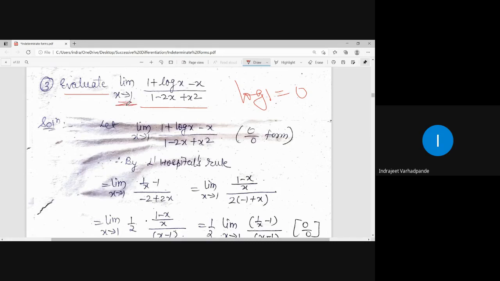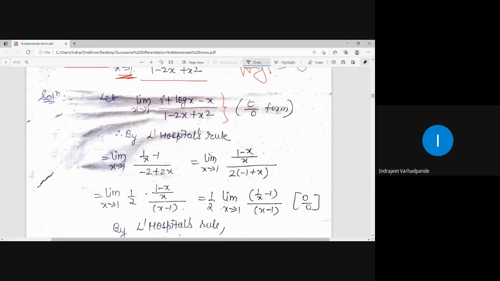Here note that it is tending to 1. Always the limit is not tending to 0. It varies from example to example. So here it is 1 plus 0 minus 1, 1 minus 1 is 0. In the denominator, 1 minus 2 plus 1, 1 plus 1 is 2, 2 minus 2 is 0. Again it takes the form 0 by 0.